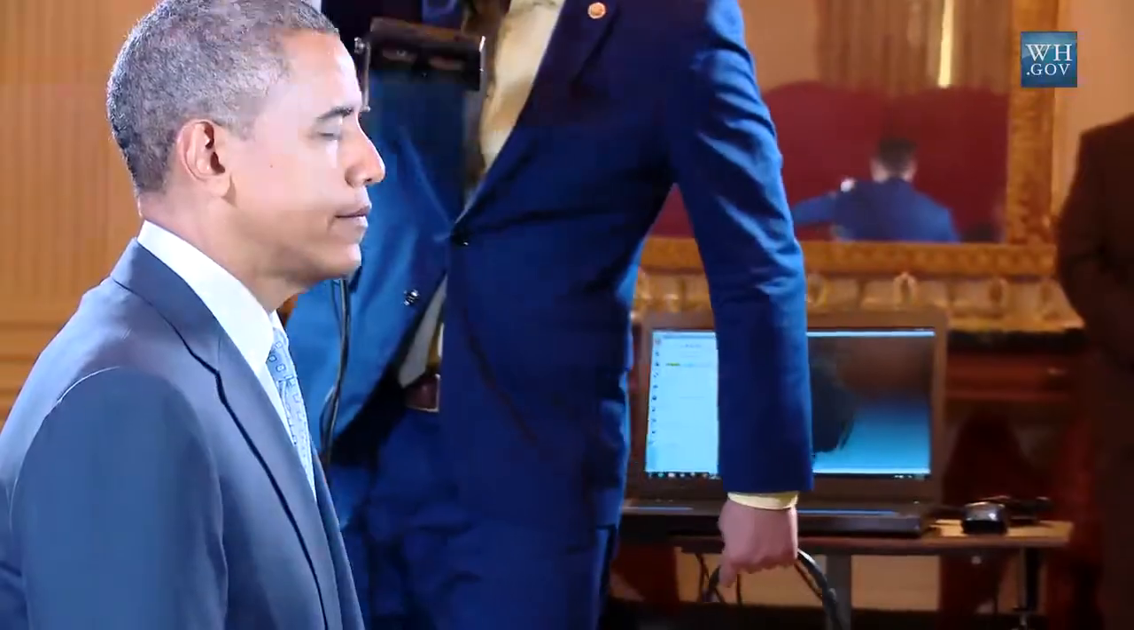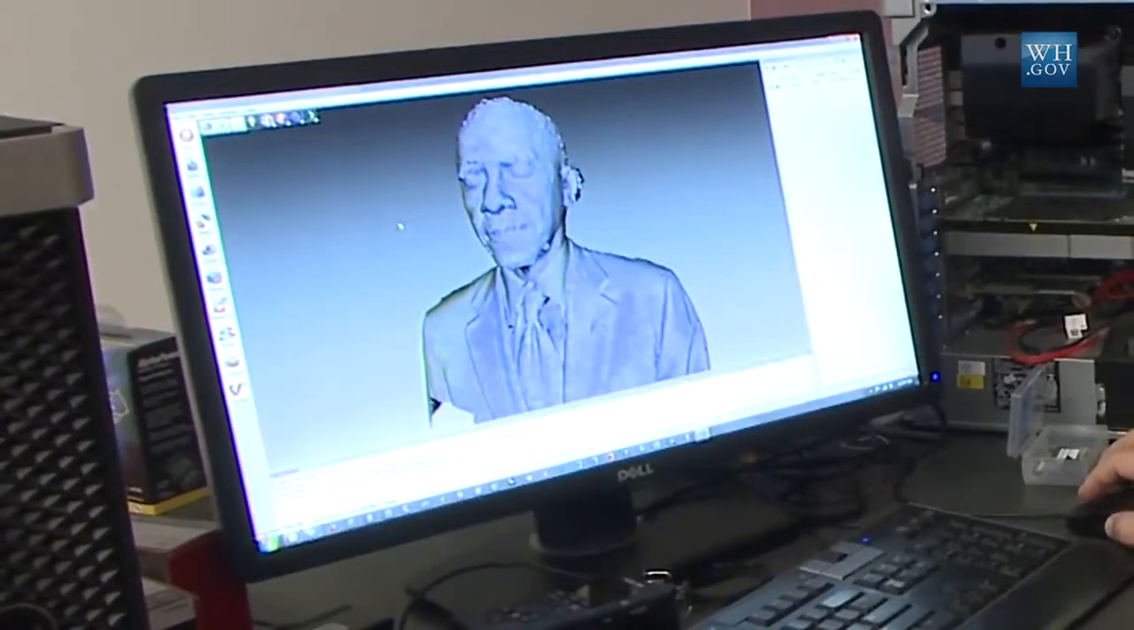The president getting his likeness scanned, as cool as that is, is also about a broader trend that's going on, and that is the third industrial revolution. It's the combination of the digital world and the physical world that is allowing students and entrepreneurs to be able to go from idea to prototype in the blink of an eye.